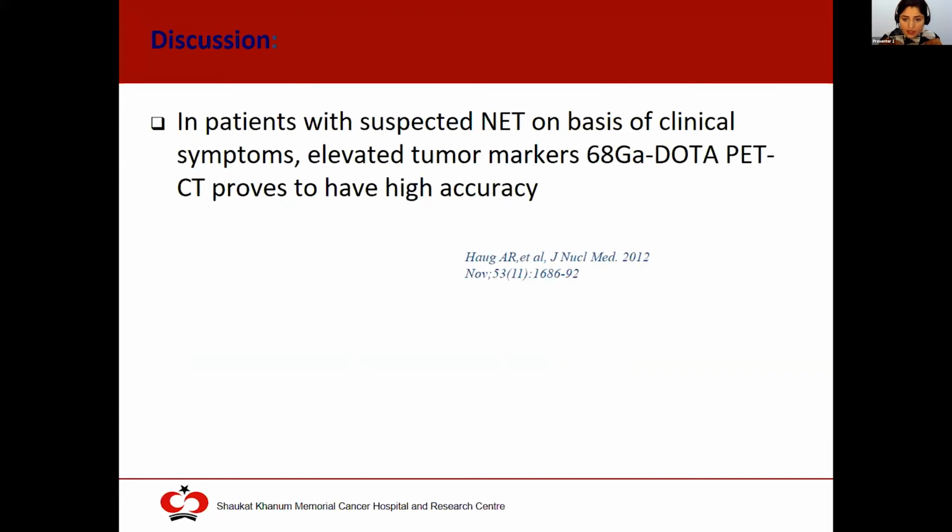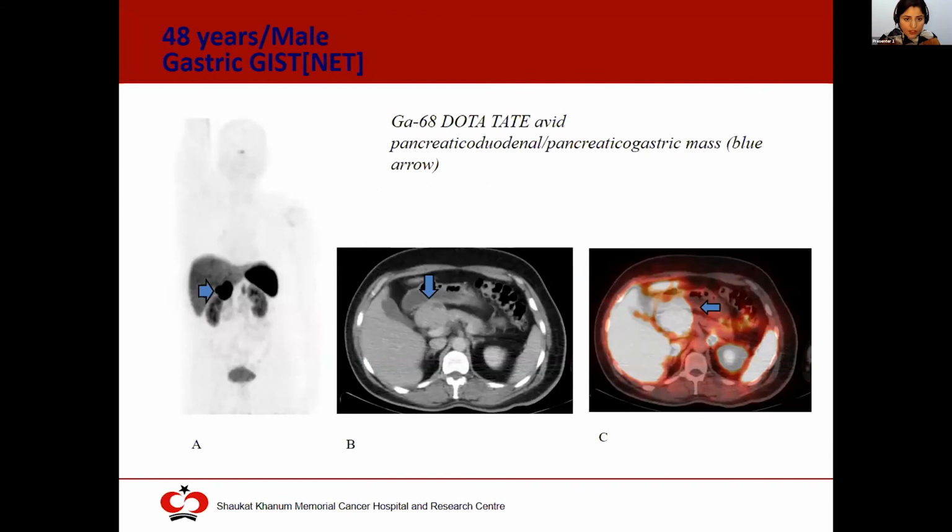Another publication in the Journal of Nuclear Medicine in 2012 also suggested that in patients with suspicion of neuroendocrine tumor on the basis of clinical symptoms and elevated tumor marker chromogranin, gallium-68 PET-CT helps in diagnosing and has high accuracy. This is a case image of a 48 year old male with gastric neuroendocrine tumor. As you can see, image A is a PET-only MIP image, which shows a DOTA avid lesion in the region of a pancreaticoduodenal mass and shows that there is no distant metastasis, which is also seen on axial CT and PET-CT fused image.